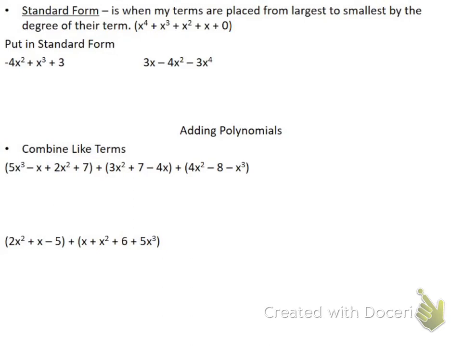Right below there, again, standard form. So standard form, go ahead and circle it right underneath that big chart, is when my terms are placed from largest to smallest exponent or degree. So it's going to go from the biggest exponent to the smallest exponent. Make sure the one thing that we do is that the number has to go with the variable.